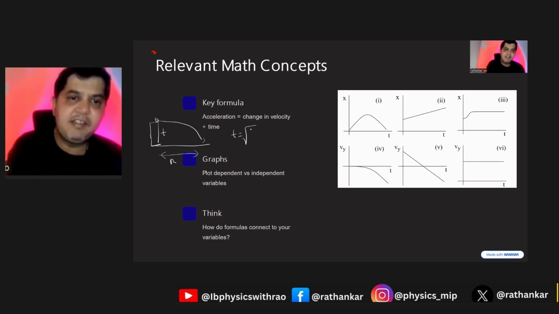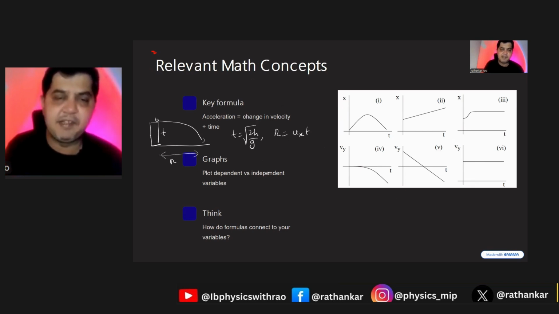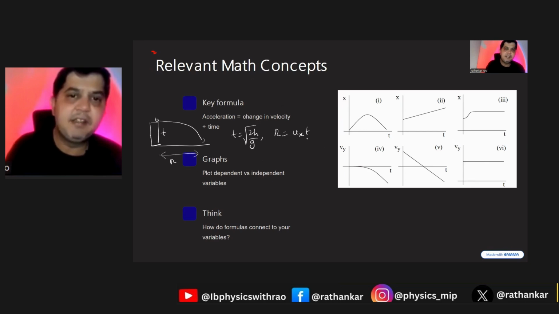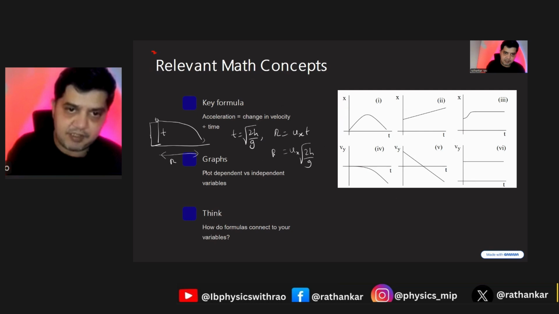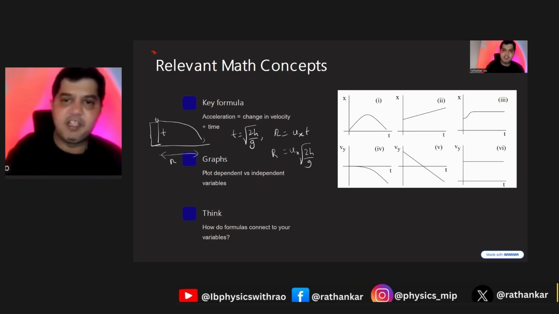You write t is equal to square root of 2h by g, and r is equal to ux into t. Making use of this, you can easily find out. As you see here, r is proportional to h, because when I substitute this here, I get r equals ux into square root of 2h by g. If ux is constant and g is constant, then r is proportional to h. That means when you raise the height, the range will also be larger.